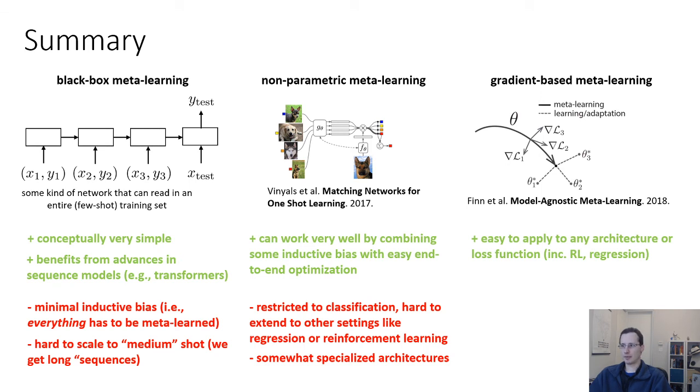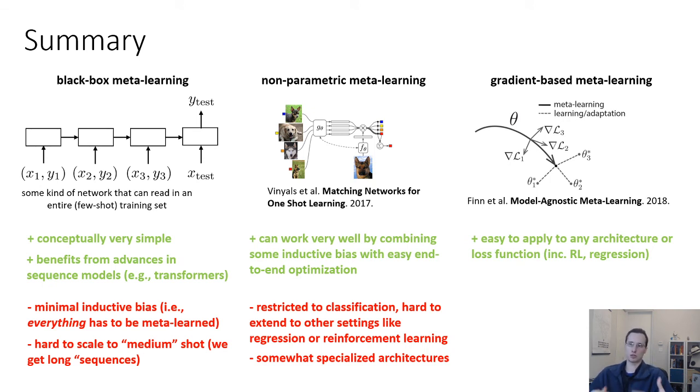Gradient-based meta-learning offers some other trade-offs. One big advantage of model-agnostic meta-learning, as the name might imply, is that it's easy to apply to any architecture or any loss function. Basically, it doesn't require any special architectural changes. You can just use a regular architecture. If you have an architecture that you use for regular image classification like VGG, you can do meta-learning with it. So that can be very convenient.